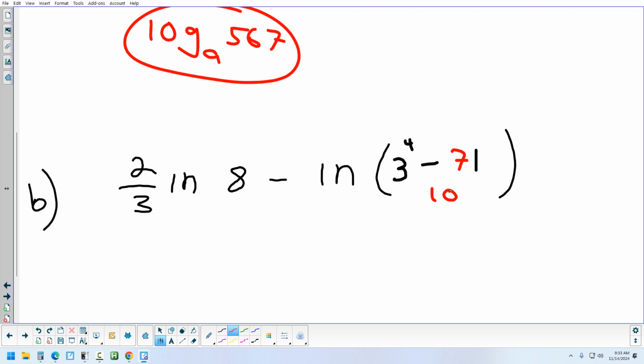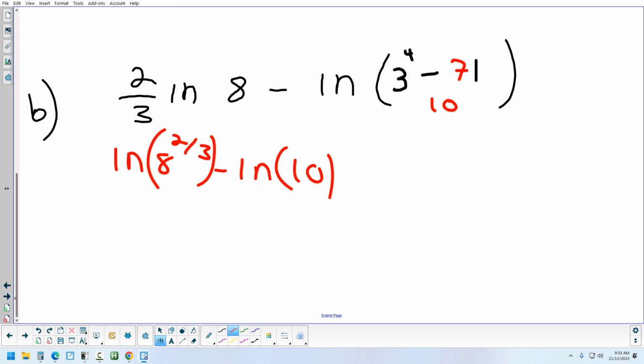All right. What's the next thing we would do with that first term? Kaylee, what would we do next there? I have no idea. So how would this 2/3 have gotten in front? Where would it have had to have been? The power thing. Power on what? 8. Yeah, would have been the power on the 8. So we're going to do ln 8 to the 2/3 minus the ln of 10.